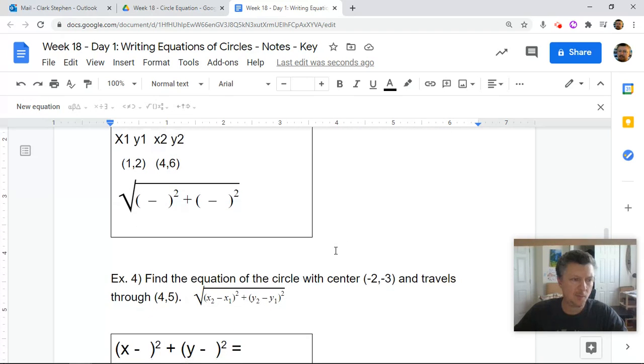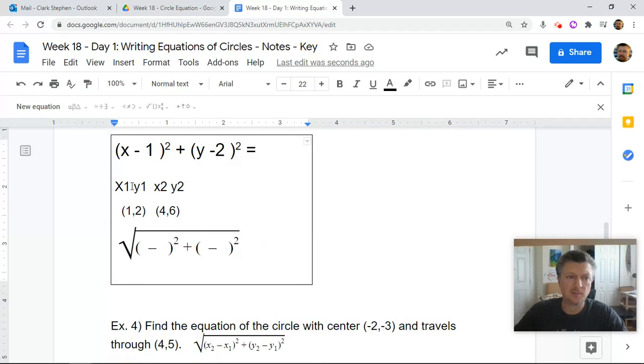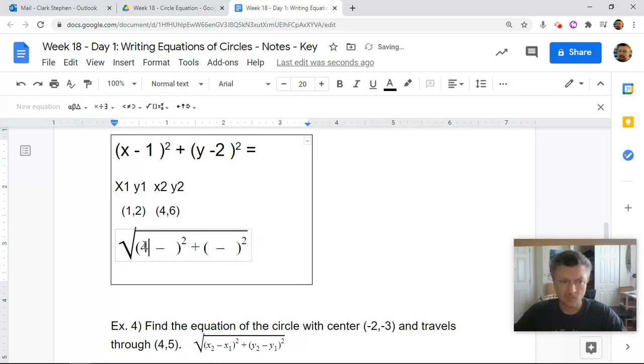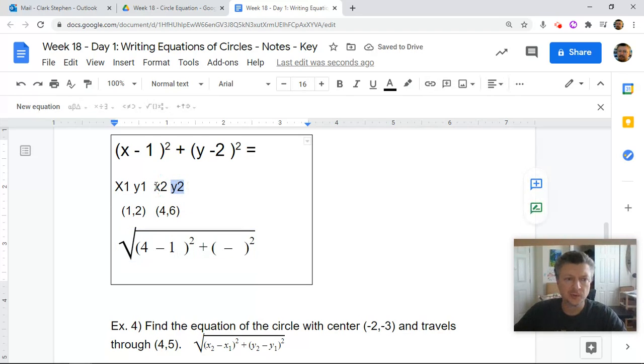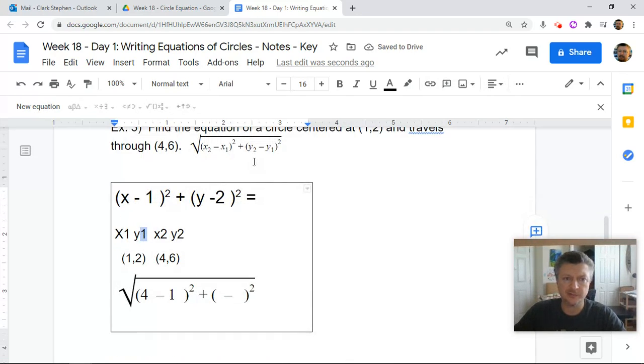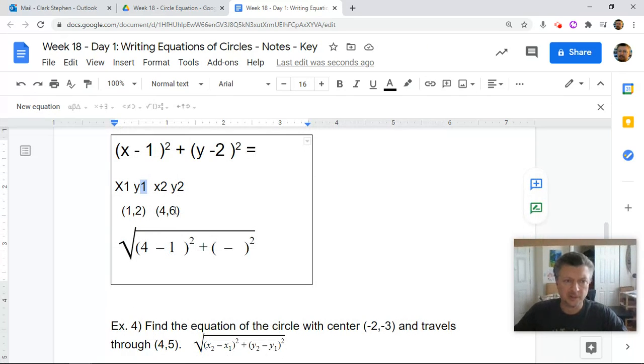x2 minus x1. So first thing we're going to do is put the x2, which is 4, minus x1, which is 1. So we got 4 here, minus 1. And then we're going to do the y2 minus y1, because that's what it is in the formula up here, y2 minus y1. So we're going to have 6 minus 2.